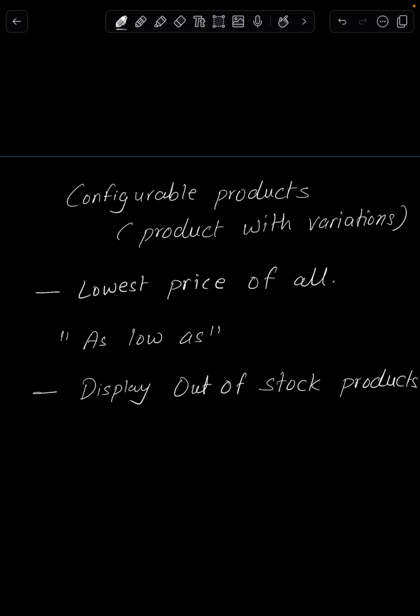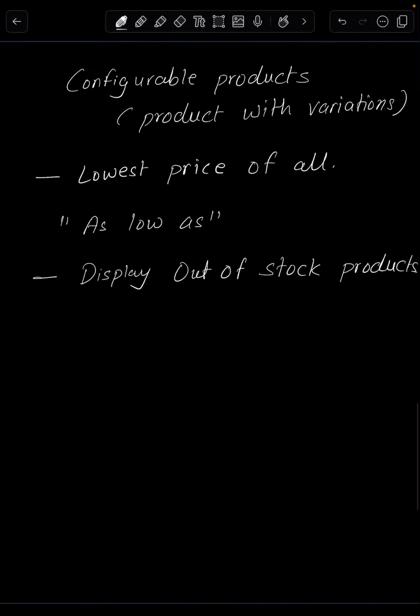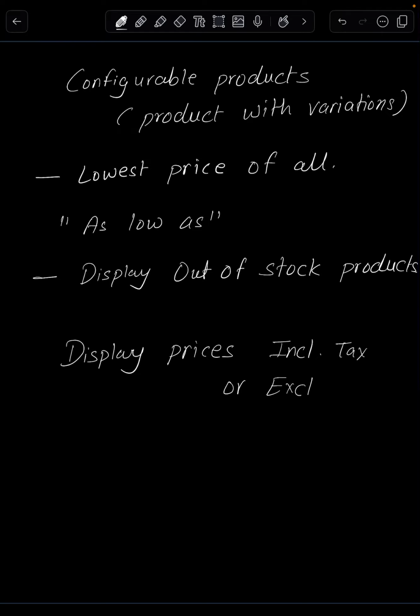And now one last layer to this whole display logic on the front end is this additional setting that you have: display prices inclusive of tax or exclusive of tax. This is an additional layer that you need to factor in.